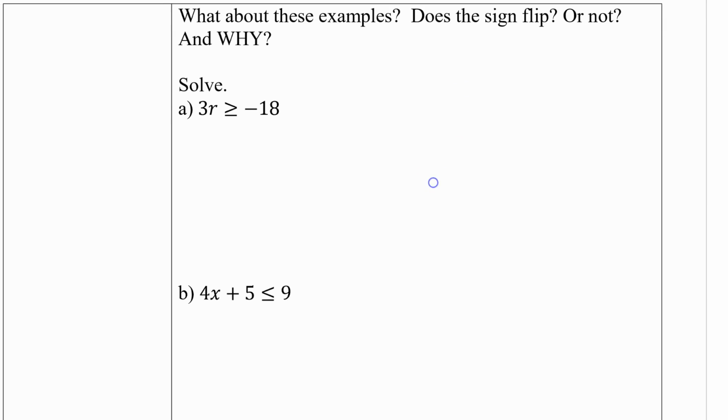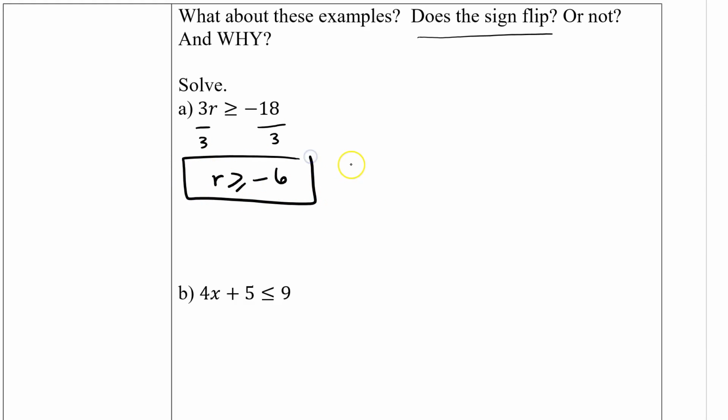So what about these examples? Does the sign flip or not? And why? Now with this one right here, let's just first solve it. I'm not going to worry about plotting these ones on number lines. Let's just discover whether it flips or not. And the easiest way is just to do the question. So I'm going to divide this side by 3, divide this side by 3, and r is greater than or equal to -6. It does not flip.